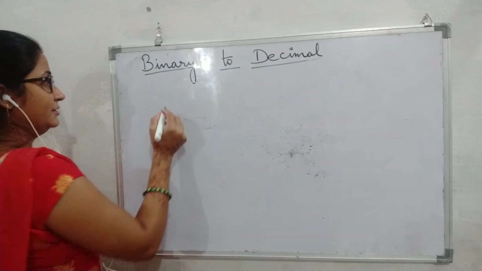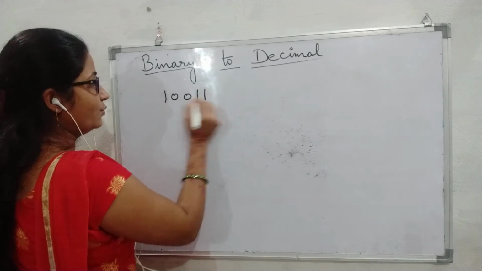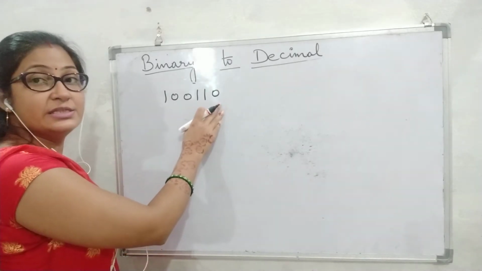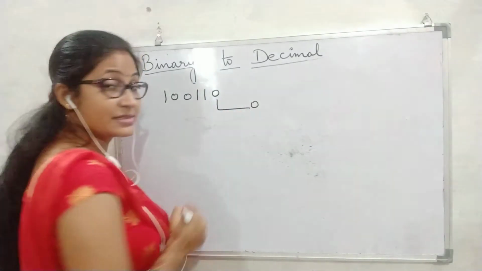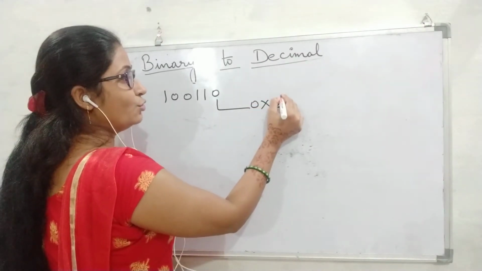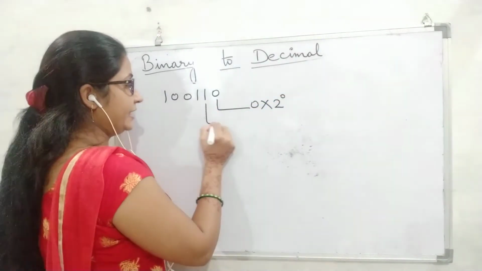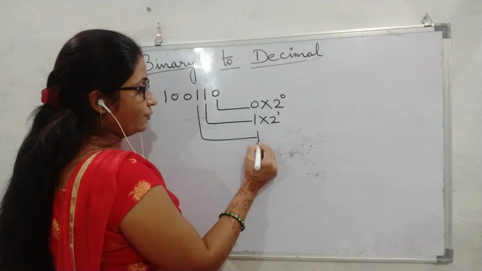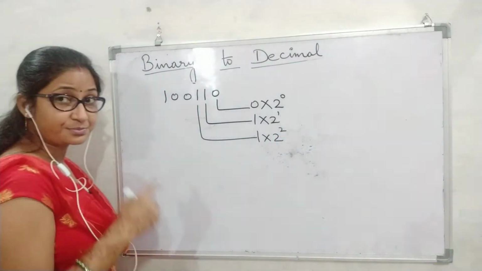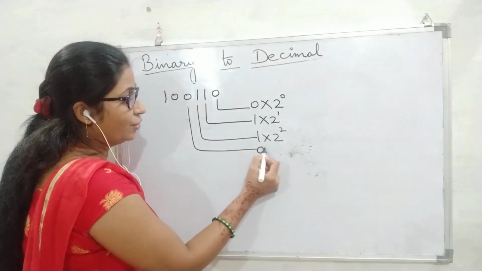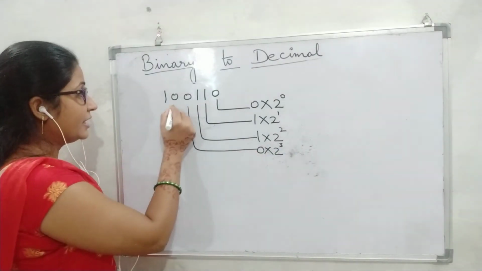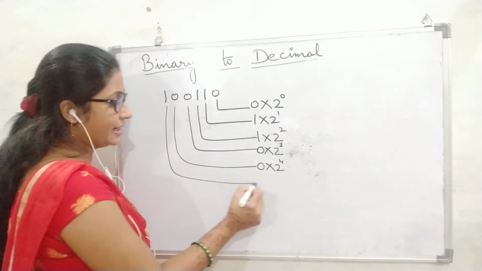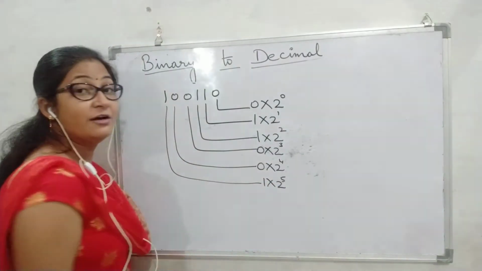Let us have 100110. Suppose if I have a number like this, 100110. So first of all I am going to take this digit 0 to be multiplied by 2 raised to the power 0. Again I have to take 1 into 2 raised to the power 1. Again 1 into 2 raised to the power 2. Again 0 into 2 raised to the power 3. Again 0 into 2 raised to the power 4. And again the last one, 1 into 2 raised to the power 5.